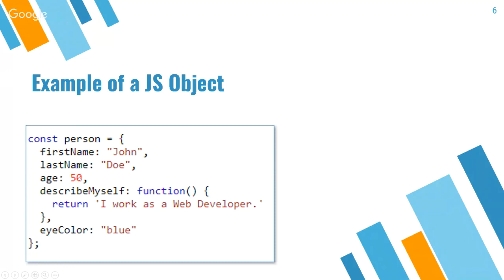The same goes for the methods. If you want to access this function, we just type person dot describe myself and put the 2 parentheses on the end so we can invoke the function. And that's what objects are in a nutshell. There's many more to learn about objects, but this is the essence.